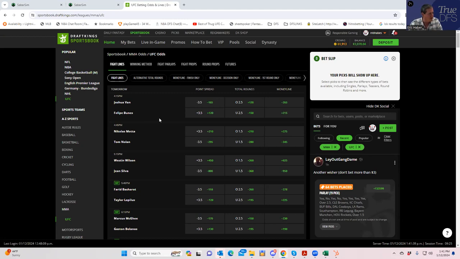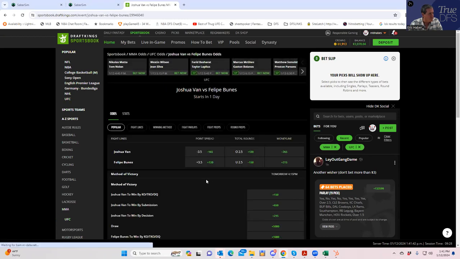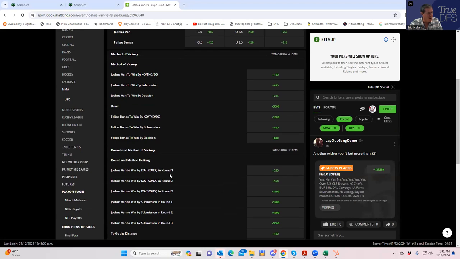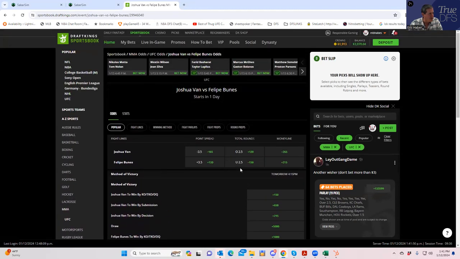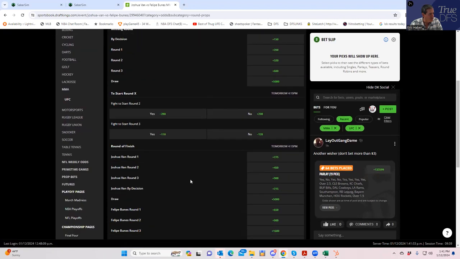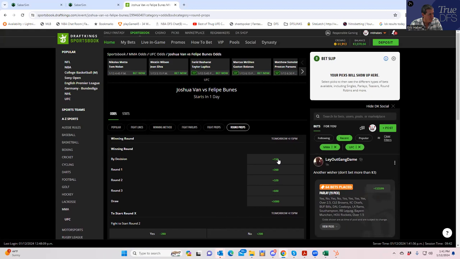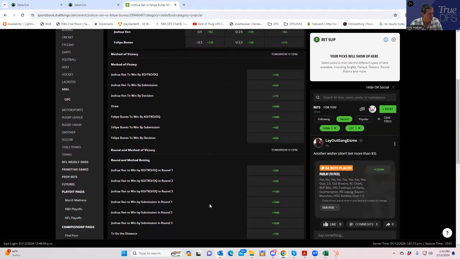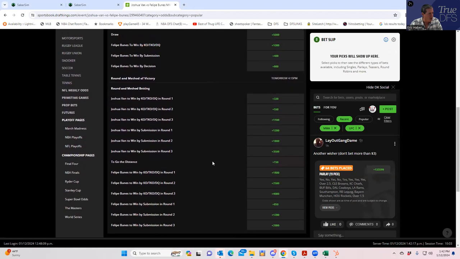So let's take a look and see what these odds are. Let's see Joshua Van round one, because that's what I'd be interested in. It would be round props, right? Van round one would be plus 275. Or Bunez by decision would be plus 215. So we're going to take Joshua Van in round one, for 180.